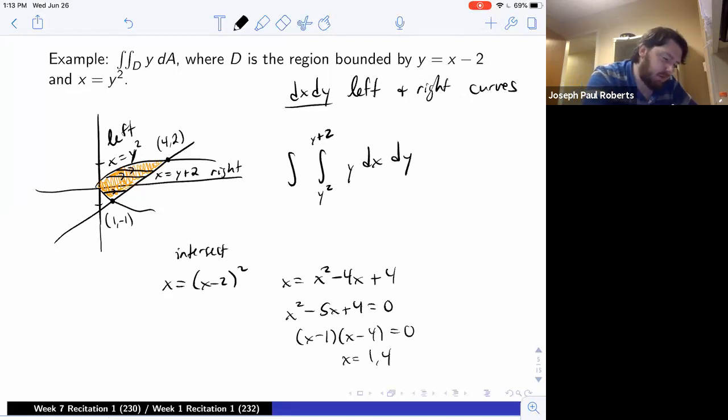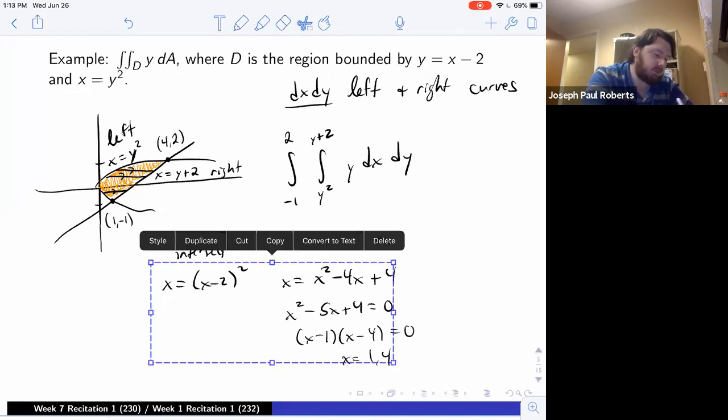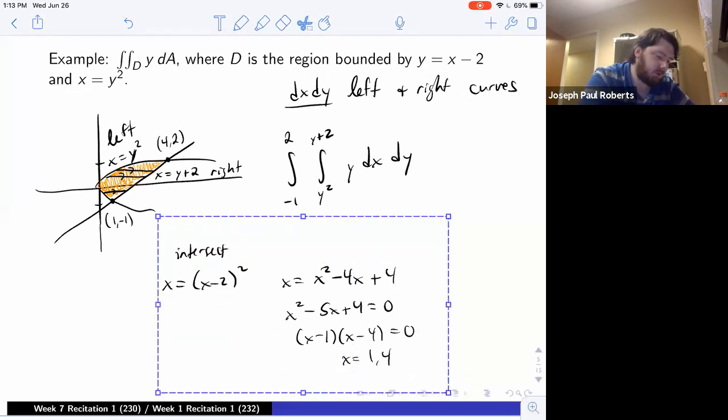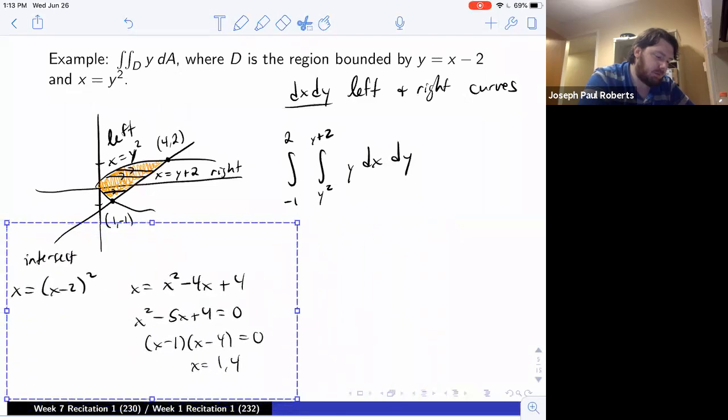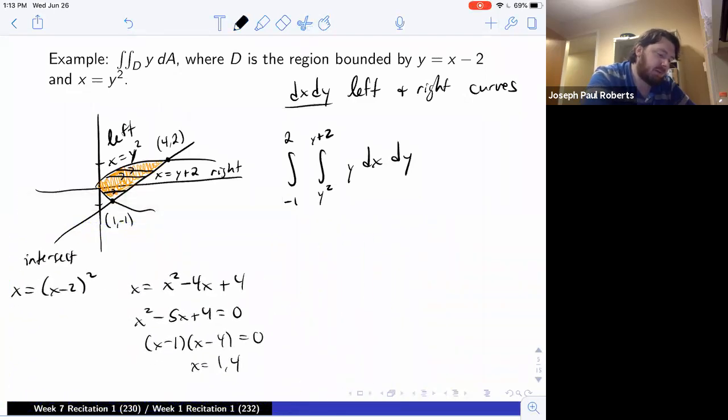And so that's our values for y. y is going to range from -1 up to 2. So maybe I'll move this out of the way so we can actually do the integration in a few minutes. But that stuff was just sort of, find the intersection of the parabola and the line. Not a huge deal. You guys should be okay with that.